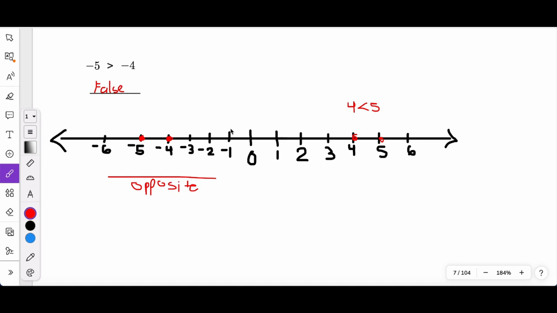So that wraps it up for our final question for absolute value.